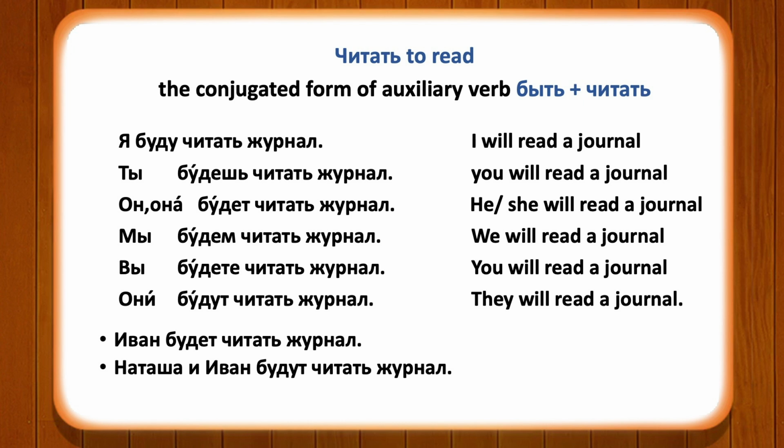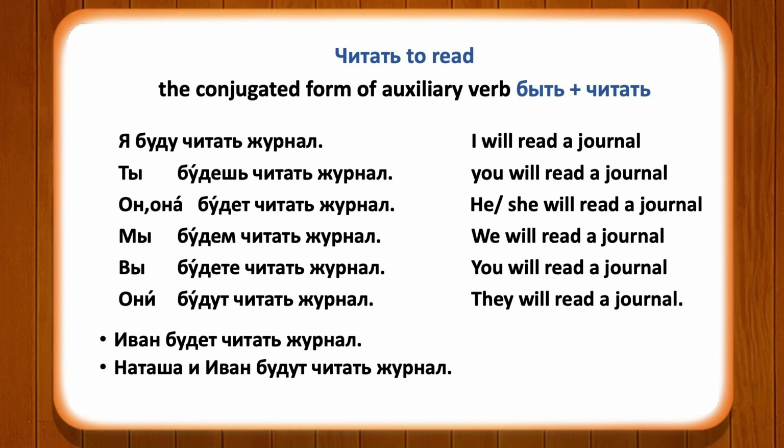Вы будете читать журнал. Вы, followed by the conjugated form of the verb быть, вы будете, followed by the infinitive form of the verb читать, вы будете читать журнал. You will be reading a journal or you will read a journal. Они будут читать журнал. It means they will be reading a journal or they will read a journal. You can easily replace these pronouns by nouns, by names of persons. For example, Иван будет читать журнал.